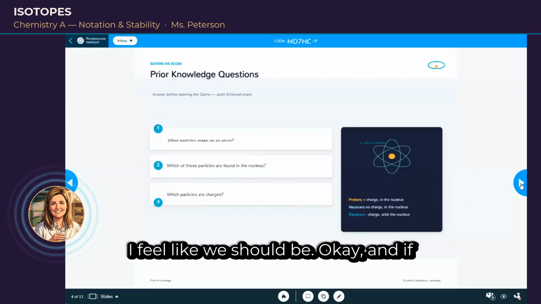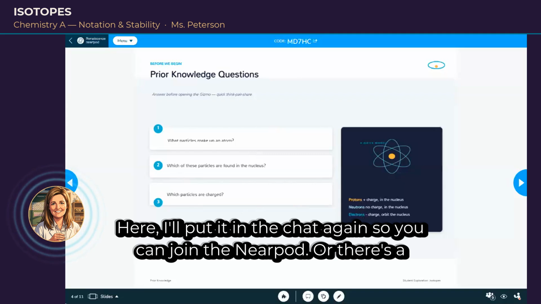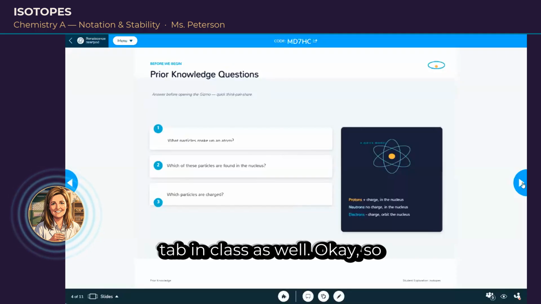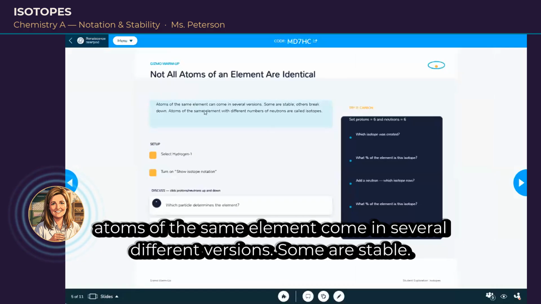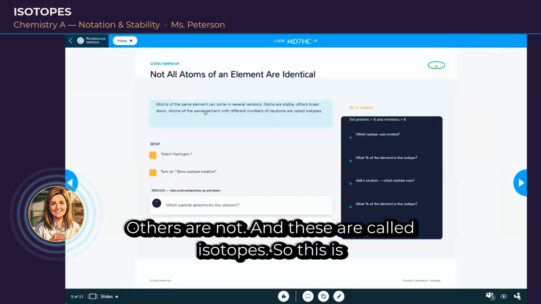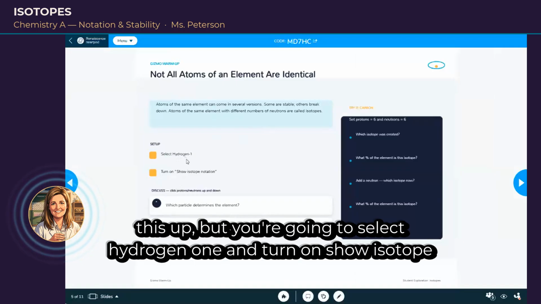Okay. And if anyone is stuck and doesn't know what we're doing, there's a link to the Nearpod. Here, I'll put it in the chat again, so you can join the Nearpod, or there's a tab in class as well. Okay. So atoms of the same element come in several different versions. Some are stable, others are not. These are called isotopes. So this is what you're going to do. You're going to select hydrogen 1 and turn on show isotope notation in the gizmo.